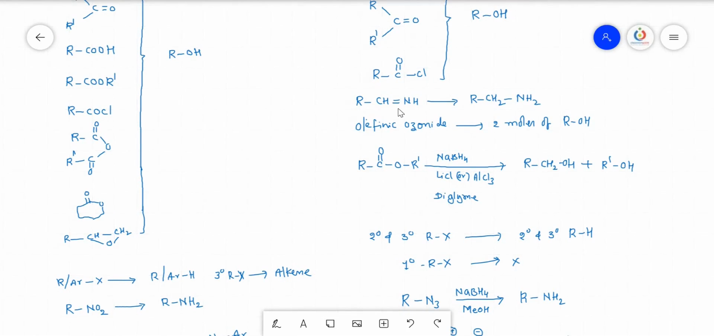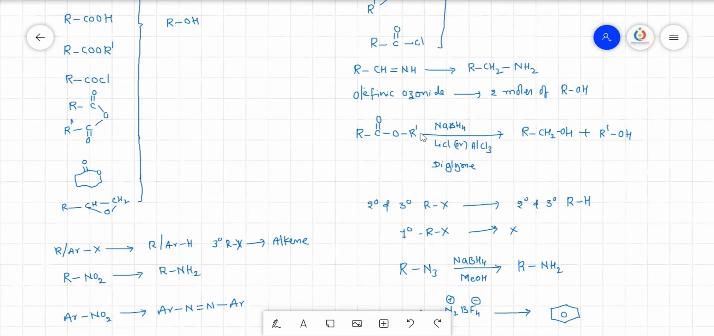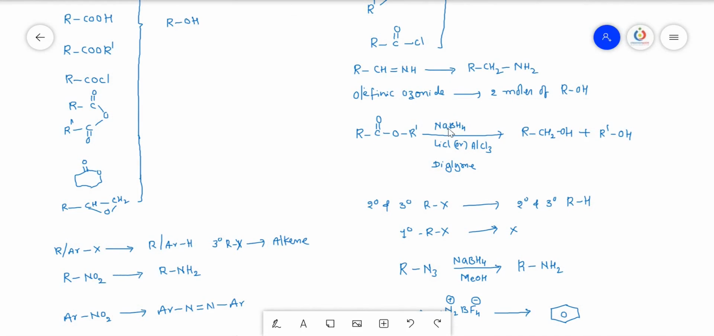Now, if you take the imines, they give the primary amines. Ozonides will give the alcohols. And I said just now that esters are not affected by pure sodium borohydride. But in addition to the sodium borohydride, if you use lithium chloride and diglyme, then this will function like lithium aluminium hydride and give their respective alcohols.